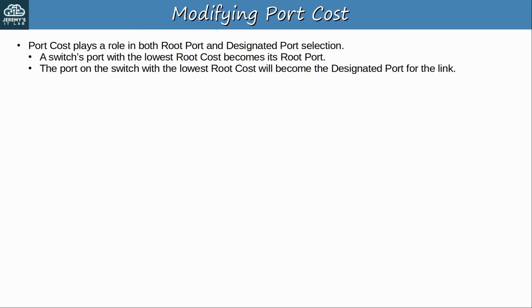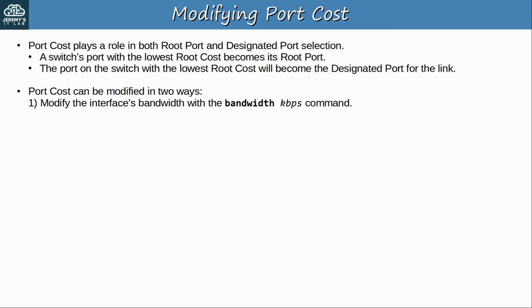So, although it's usually sufficient to configure the root bridge and let STP automatically determine the topology, there might be a case where you want to modify a port's cost to further tune the topology. Port cost can be modified in two ways. One is modifying the interface's bandwidth with the bandwidth command. This affects the interface's automatic cost calculation, but is not the recommended method for modifying a port's cost.